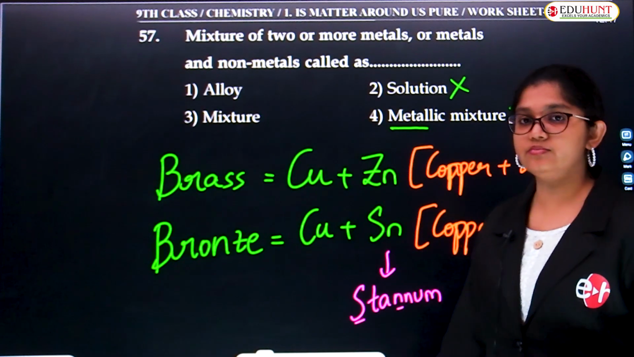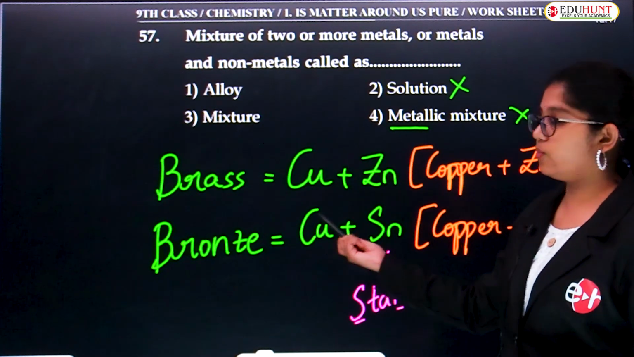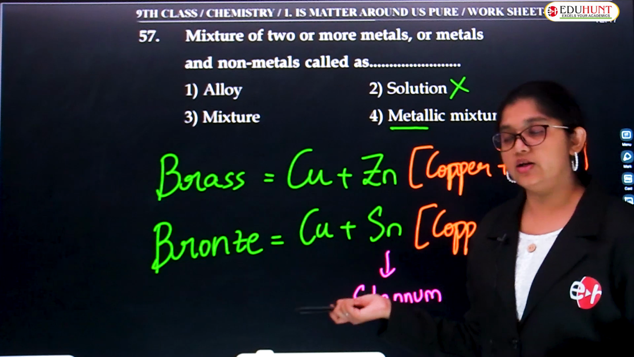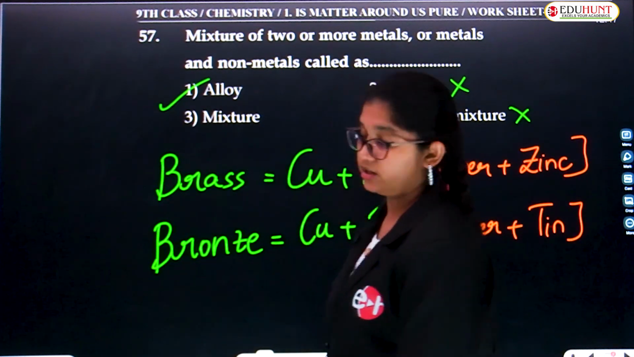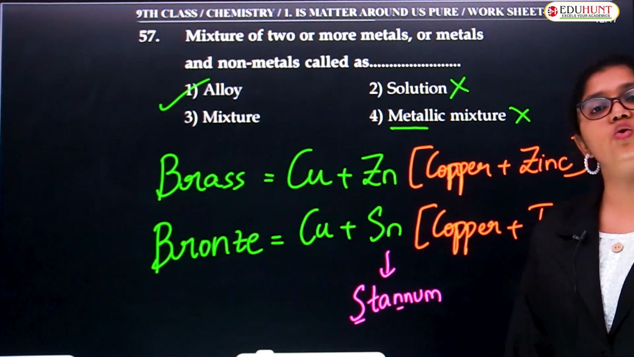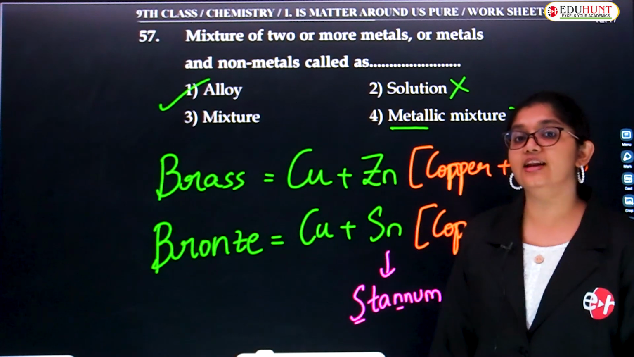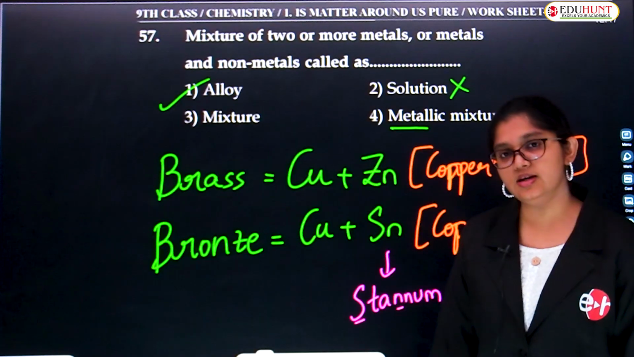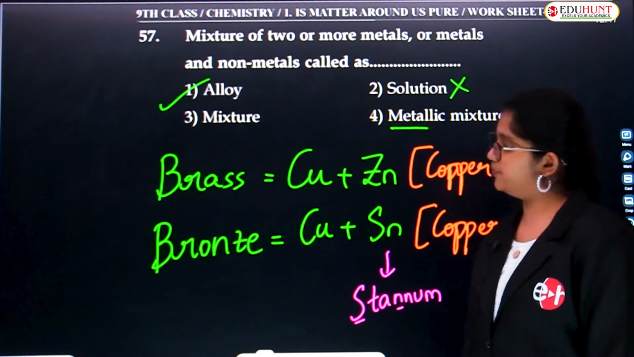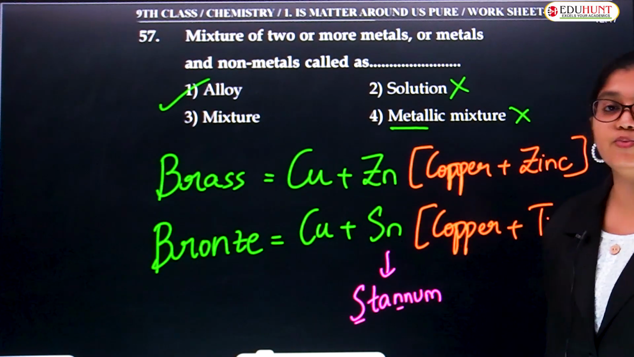What about mixture? Not about the metals and non-metals. That is the option of alloy. Alloy means a mixture of two or more metals, or metals with non-metals. That category is called an alloy. What is that, children? Repeat after me. Alloy. Examples are brass and bronze.